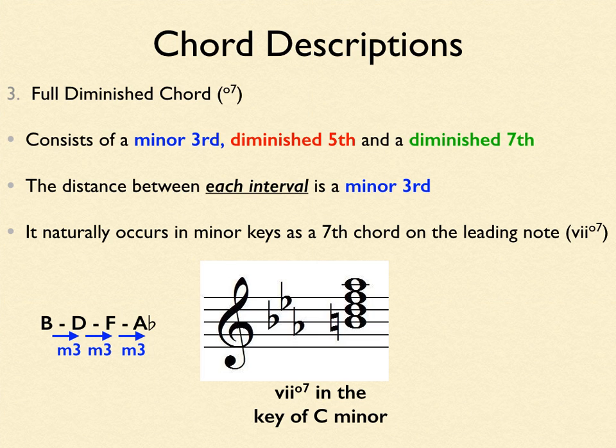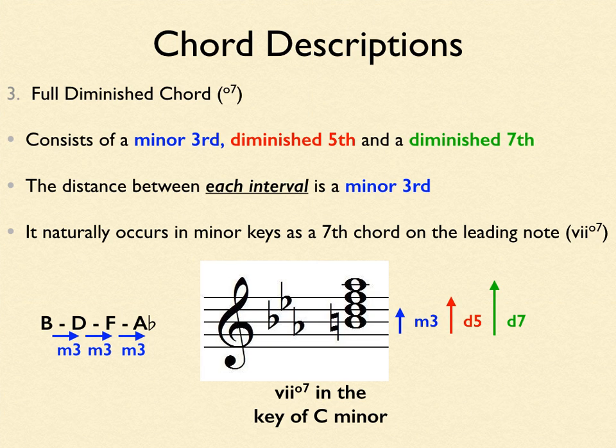But you can also look at the fully diminished chord the other way, in that between the root and the 3rd is a minor 3rd. Between the root and the 5th is a diminished 5th. And the root and the 7th is a diminished 7th. Okay, so there's 2 ways of looking at a fully diminished chord. Whatever makes the most sense to you, just memorize it.